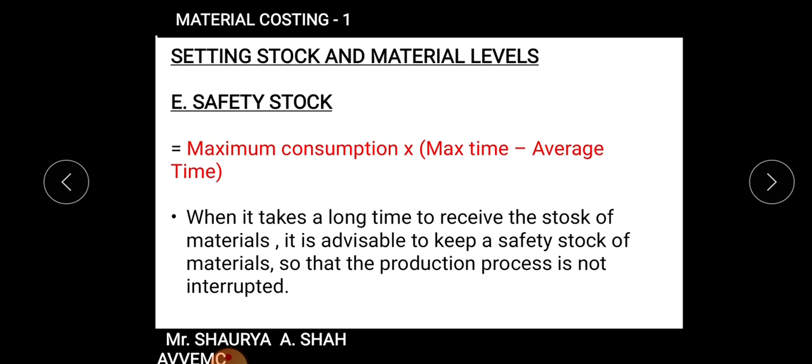right? So if I start from the very top, the first comes maximum level, then comes your minimum level, in between there will be an ordering level, that is reorder level. Below the minimum level there will be safety stock level, and below the safety stock level there will be a danger level that you need to again take into account very urgently. I suppose everyone is clear with this part.